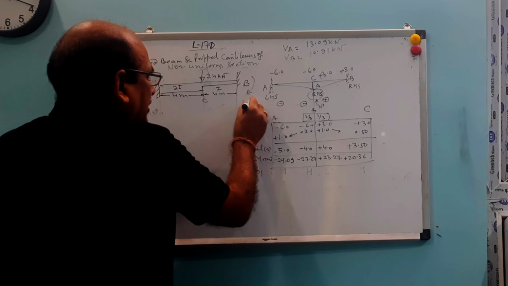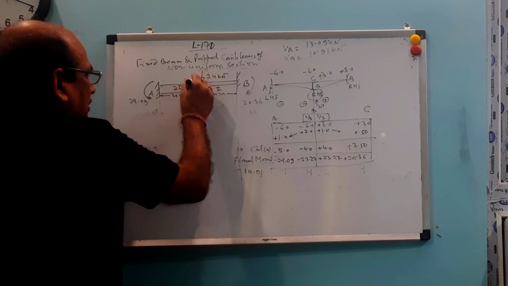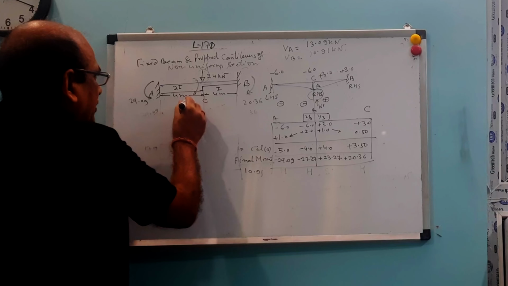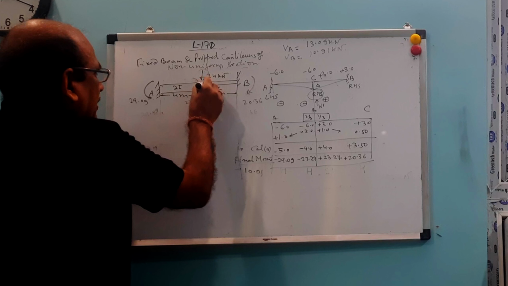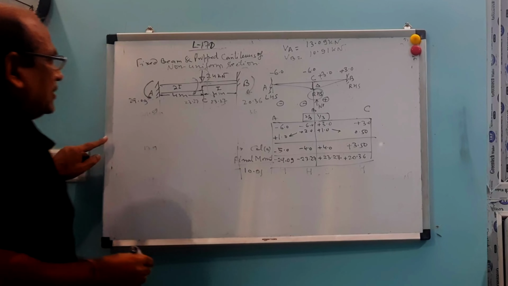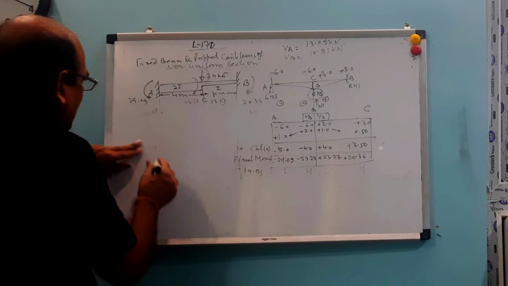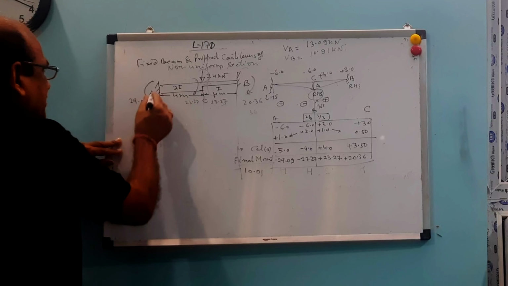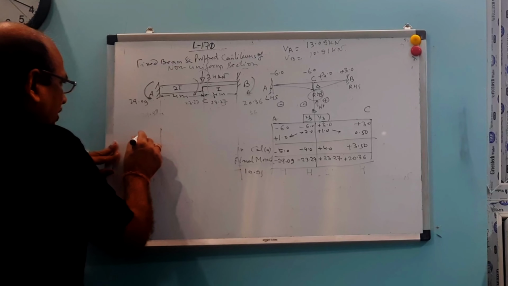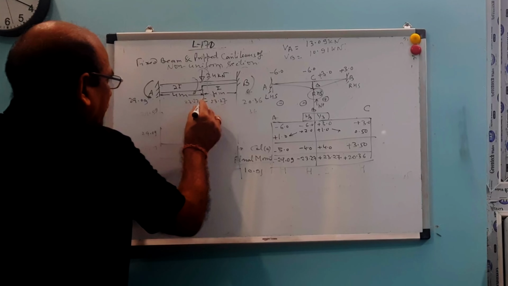This is your clockwise 20.36. And what about this? This is your anti-clockwise, 23.27. This is 23.27. So let us draw the BMD. What is making this? This is sagging, so you take negative 29.09, right?